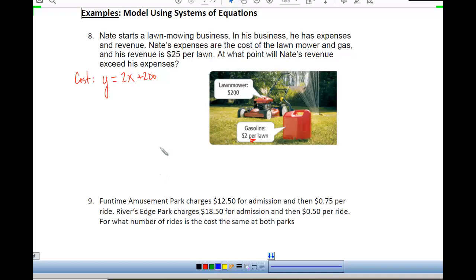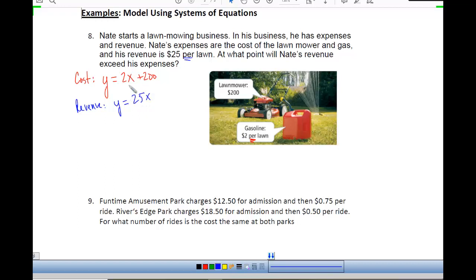And then he's got some sort of income coming in. So revenue. And his revenue could be modeled at the $25 per lawn. Okay, he doesn't have any other startup capital or any other additional revenue. So he's going to make $25 per lawn, and he had these expenses or this cost of $2 per lawn of gasoline and $200 for the lawnmower. So essentially what we want to know is, when does this overtake that, so that we can understand how many lawns do we need to mow before we can make some money.